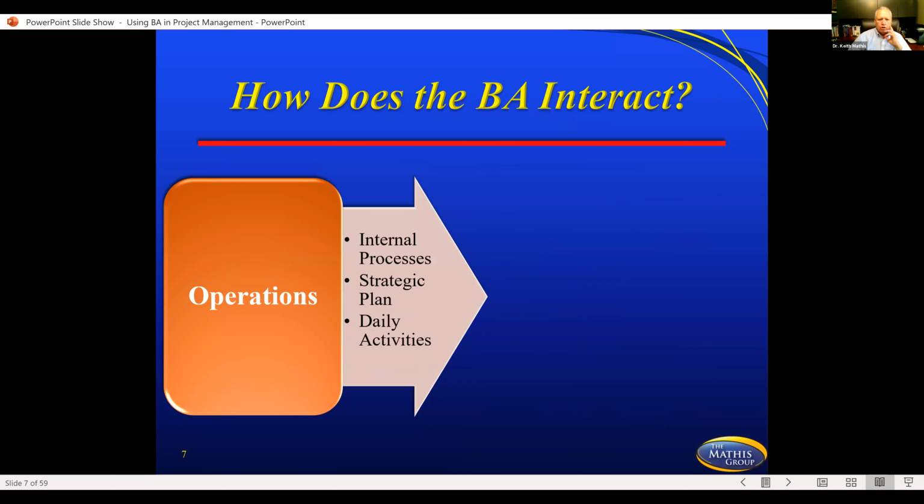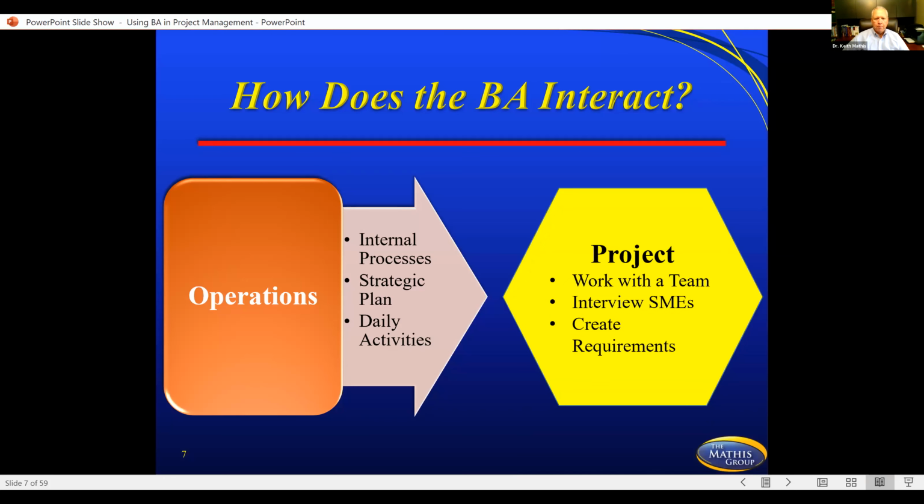All right, so let's look over here on the side of operations. You have internal processes, you have your strategic plan that all of our projects should be connected to, and then we've got our daily activities of everything that we're going to be working on that's going to fulfill that. And then you have the project over here to the right, and this is where you're working with your team, you're interviewing the SMEs, and remember SME is a subject matter expert, and then you're creating the requirements. So that BA is actually working in between all of those.